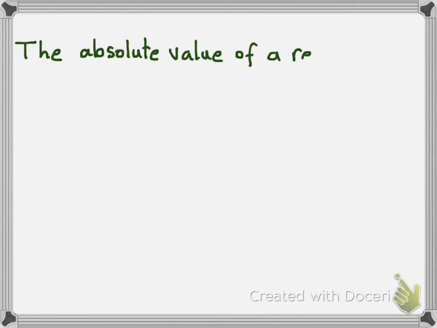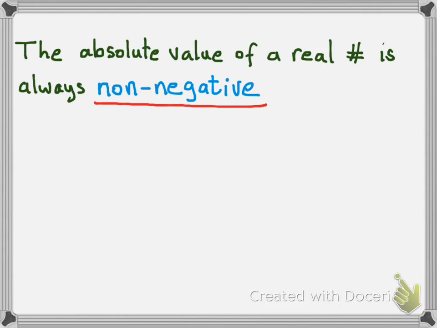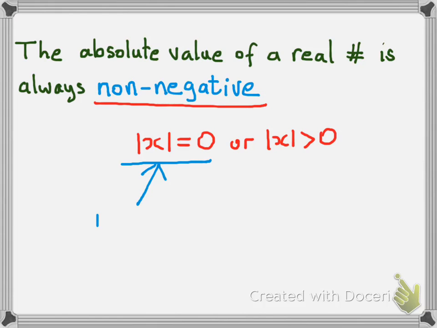We also did say that we should note that the absolute value of a real number is always non-negative. What does that mean? That means that the absolute value of a real number can be 0, or it can be greater than 0. Under what conditions does this happen? The absolute value of a real number will be 0 if that number itself is 0. That is, the absolute value of 0 is 0.